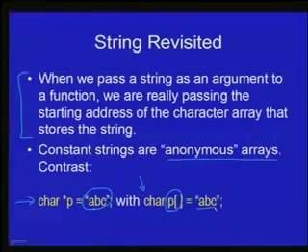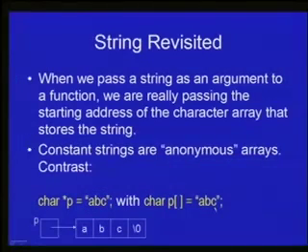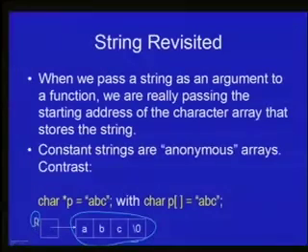So in the first case, if we draw this in terms of pictures, what it looks like is the following: ABC is an anonymous array created in the memory somewhere by the compiler, which contains the characters A, B, C, followed by, of course, the null character, and a box is created for the variable P, or a memory location is assigned for the variable P, and that is initialized to point to the starting address of this anonymous array.